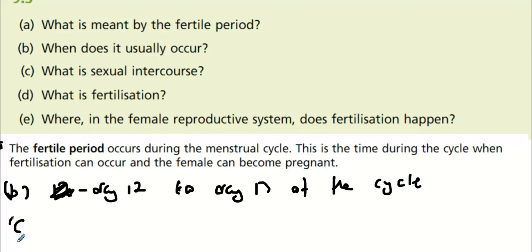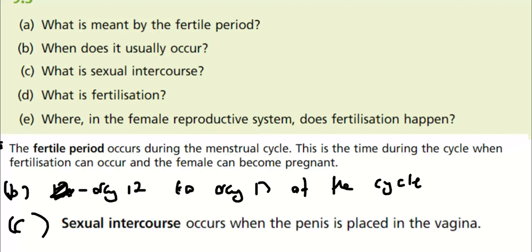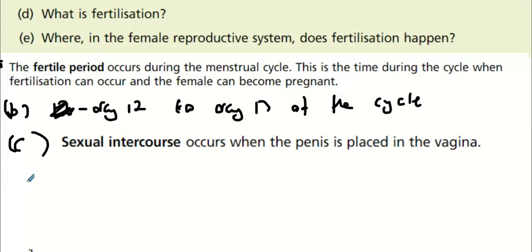C. What is sexual intercourse? Sexual intercourse in most mammals, such as humans, occurs when the penis is placed in the vagina. That's done. D. What is fertilization? Well, fertilization is the fusion of the sperm with the egg to form a zygote cell or fertilized egg, whichever one you want to call it.